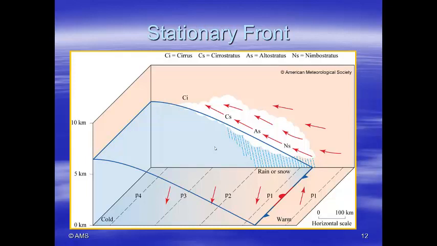So here we see a stationary front, and what we normally see is that the slope of the front bends over the cold or more dense air. And in this case, we have wind that's blowing up over the cold air mass, and clouds will form and we'll get rain or snow.